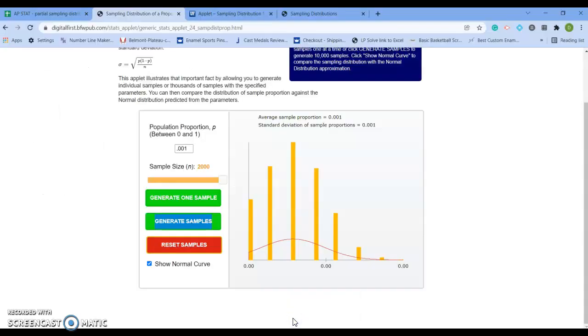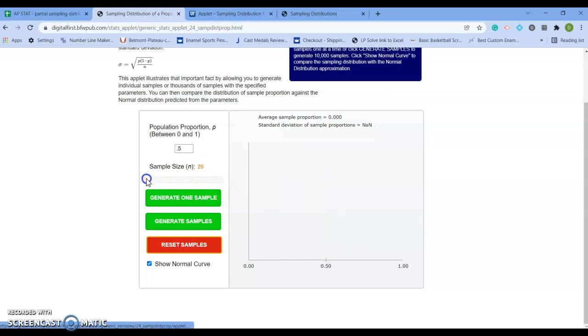So I want to go back to this applet. Again, you can play around with this. We can look and see, okay, if the population proportion is really close to 50%, then we can get away with pretty small sample sizes and it'll be approximately normal. As that population proportion gets farther away from 50%, we get skew, right? If it's closer to 1, you're going to get left skew. If it's closer to 0, you're going to get right skew. So you can play around changing the proportions for given sample sizes.